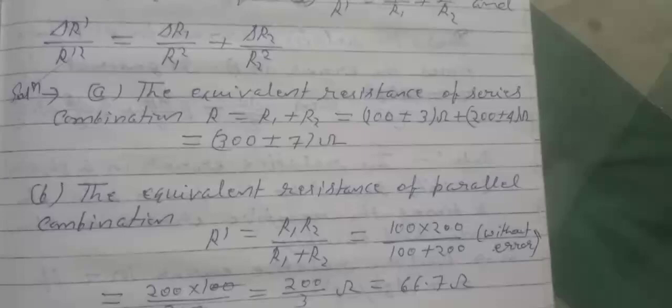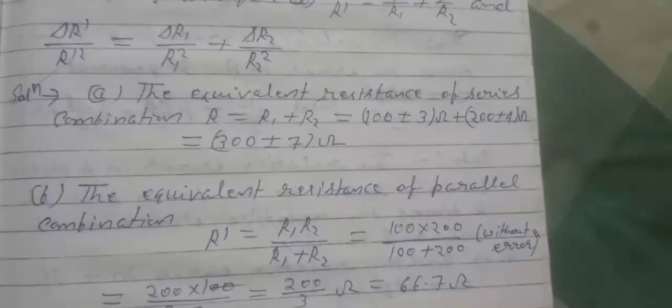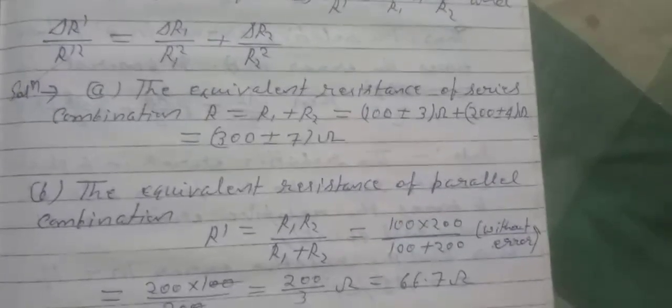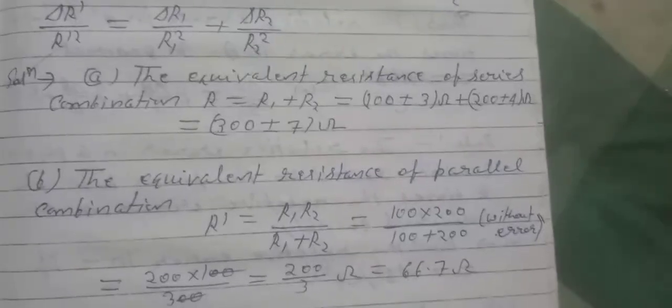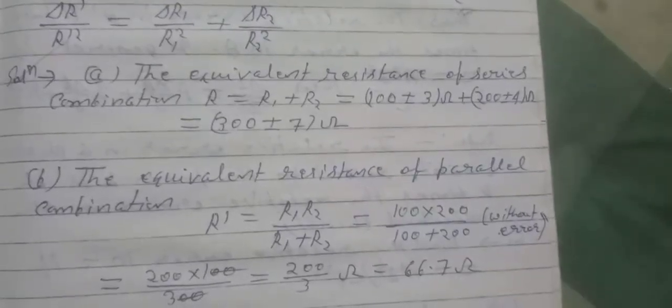Solution: A. The equivalent resistance of the series combination R equals R1 plus R2 equals 100 plus minus 3 ohm plus 200 plus minus 4 ohm equals 300 plus minus 7 ohm.